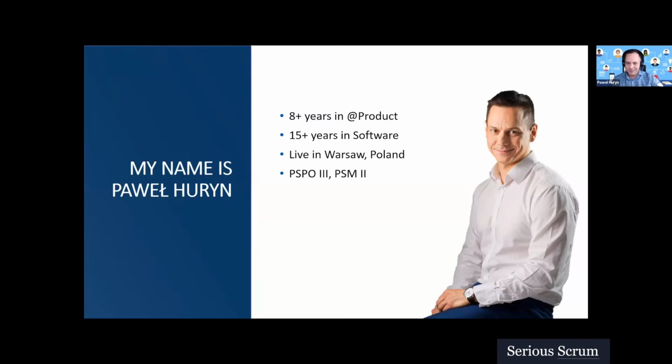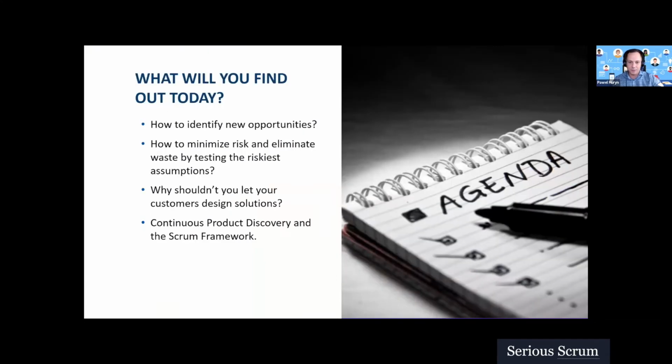But let's go to the main point. So what we will find out today. I will tell you what is the product discovery, why we need it at all, and in particular, why we need continuous product discovery. I will show you some techniques like opportunity solution tree and story map to identify opportunities, discover ideas, and validate assumptions. And I will also show you why it is important and how it leads to eliminating risk and waste in the process.